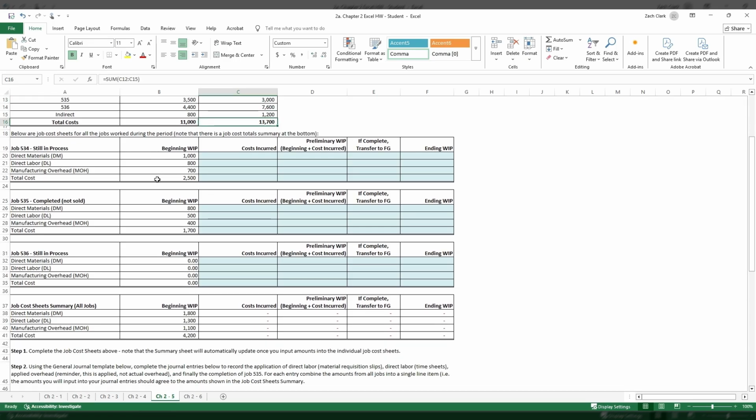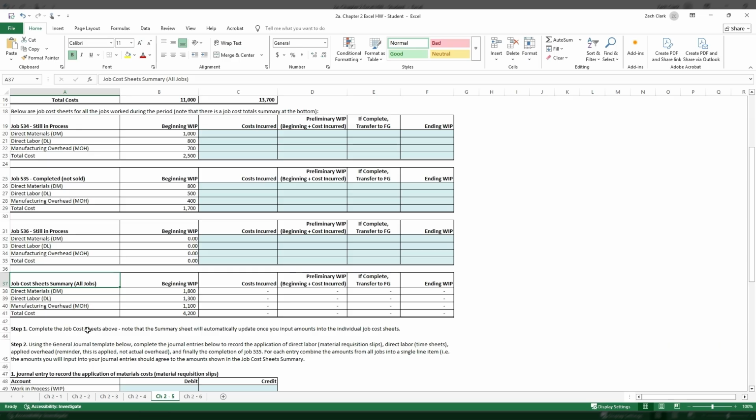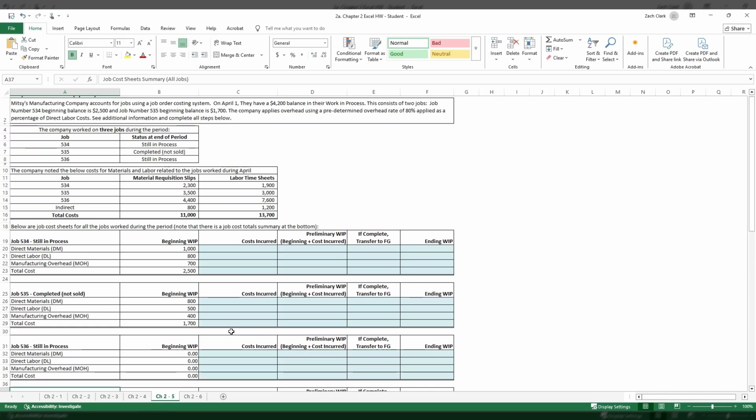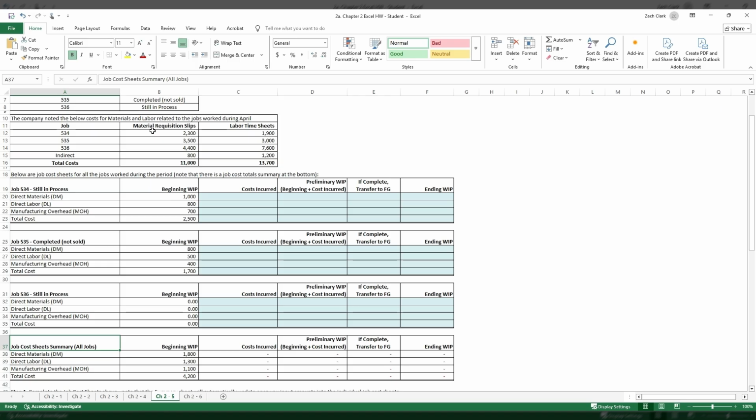Okay, so now we've got our job cost sheets here, 534, 535, 536, and then just a summary of all of them together so we can see the totals, which is kind of handy. And so what we have to do in step 1 is to complete the job cost sheets above. And we've just got links in here, so it says note that the summary sheet will automatically update once you input amounts to the individual jobs. Okay, so the main thing we need to do is to assign or allocate these costs out to the specific jobs here. And so let's start with 534.